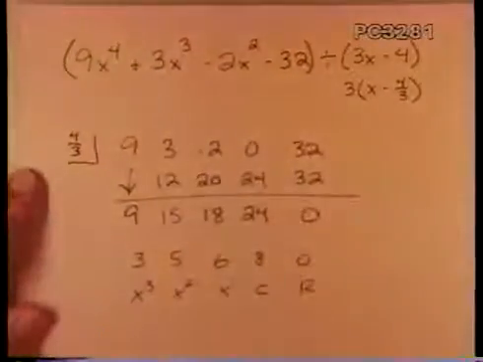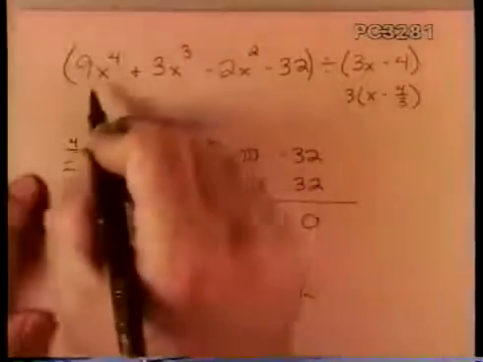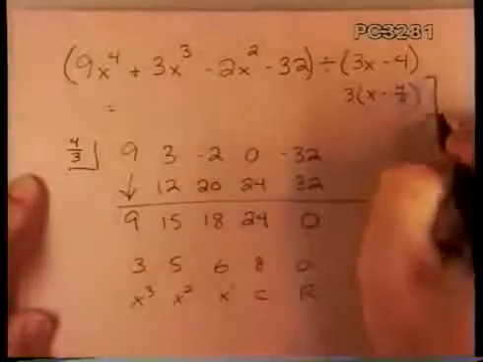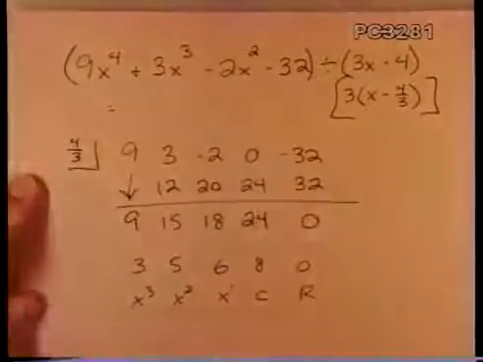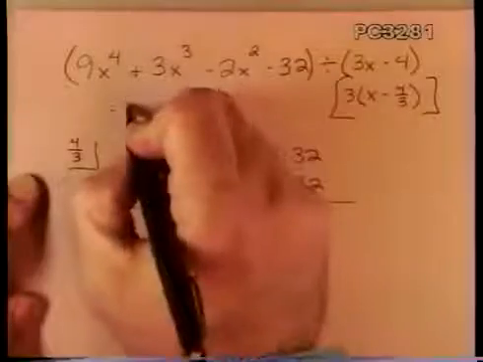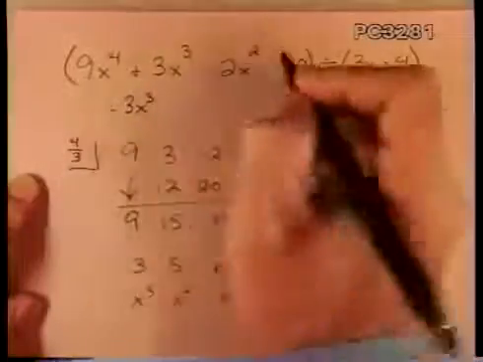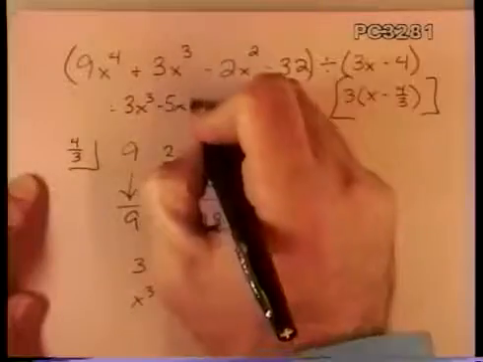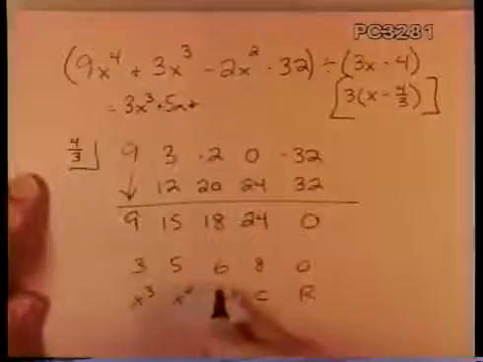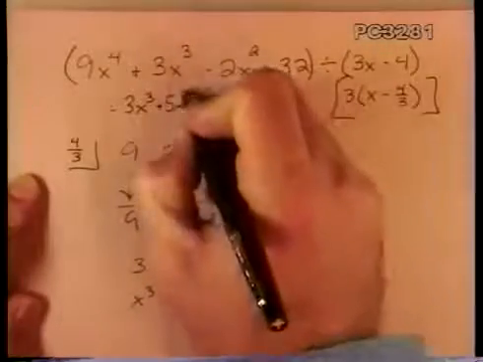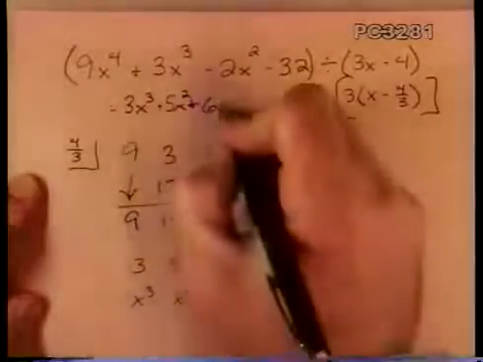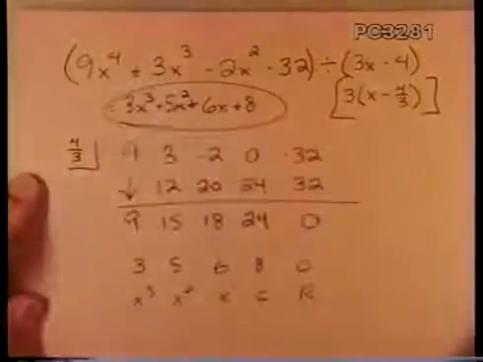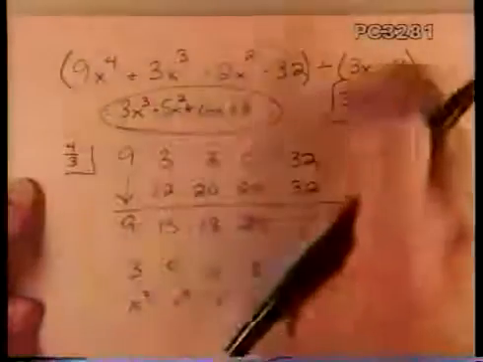So the division here would actually be, if you took this and divided it by this, your answer would be, now this is kind of an aside here, so that's not part of my answer. You would get 3x cubed minus 5x. No, actually that would be plus 5x squared. Plus 6x plus 8. That's what you would get if you divided this by this.